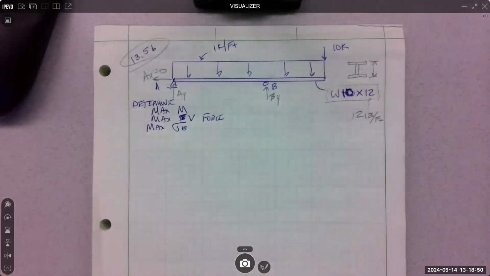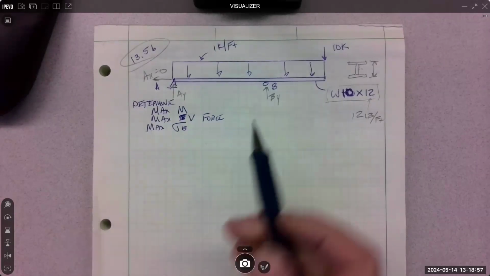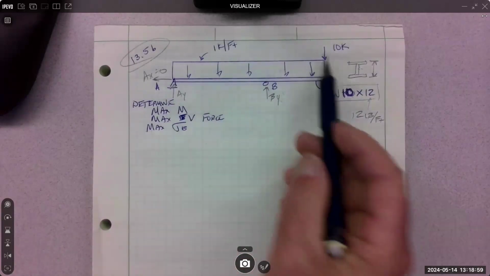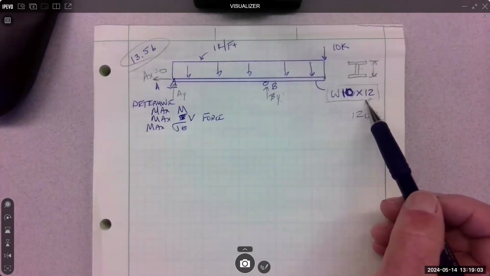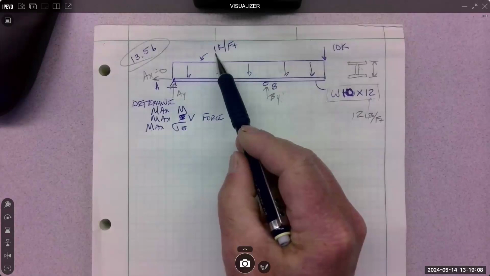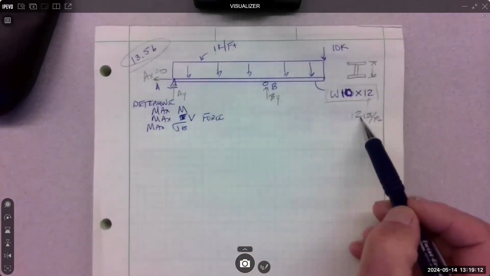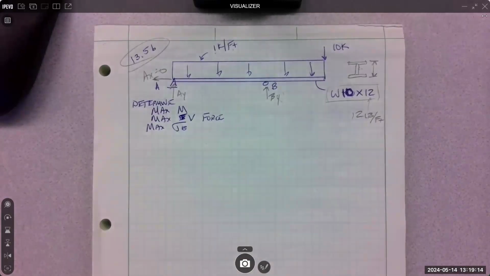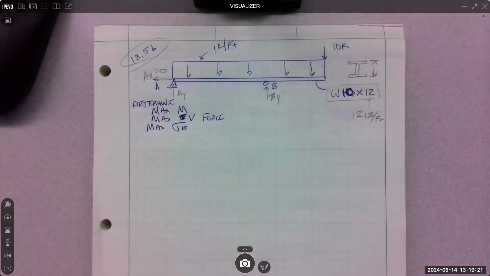We need to start thinking whole picture here: what are we doing? We're really trying to find bending stress. How do we get there? Free body diagram. Put all the loads on, maybe include the weight of the beam, maybe not. We're not gonna include the weight of the beam, because it's so small compared to the load: 1,000 pounds per foot compared to 12 pounds per foot. So we're gonna neglect it and just use the 1,000 pounds per foot and the 10,000 single load.